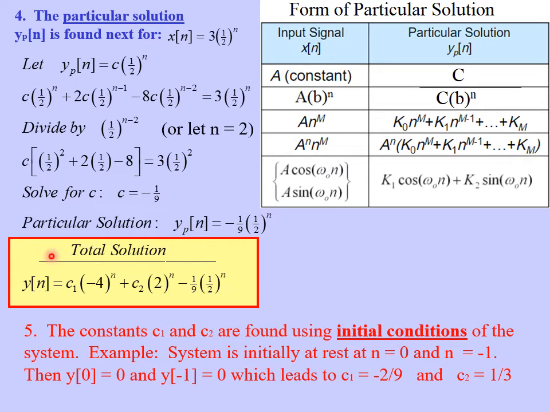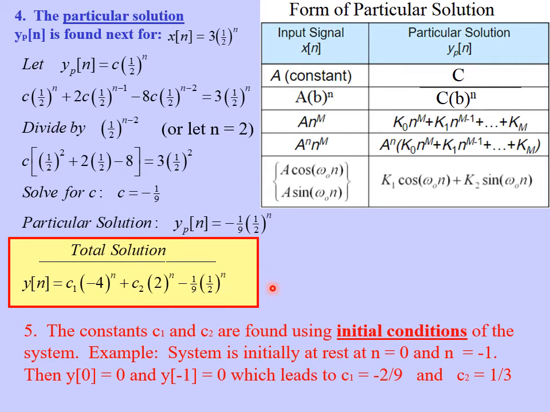Finally, we can write our total solution. Our total solution, remember, is the sum of the particular solution and the homogeneous solution. So here is our homogeneous solution from the previous slide, these first two terms. And then this last term is our particular solution, which is shown right here. So this is the total solution to that difference equation.